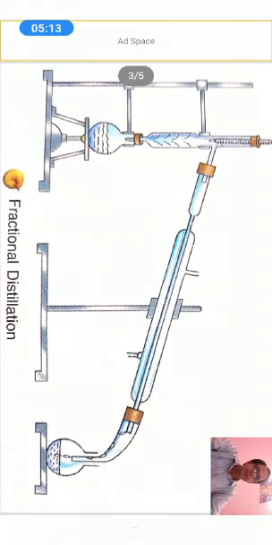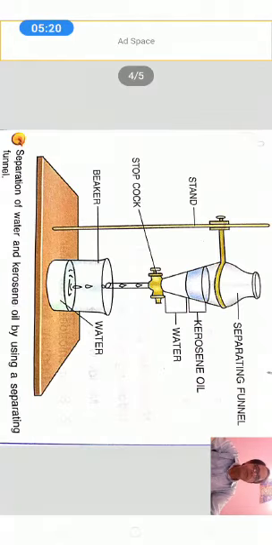For separating components of a heterogeneous liquid-liquid mixture, a separating funnel is used. This method is employed when a mixture consists of two liquids which are not miscible with each other. Example, a mixture of water and kerosene. Now let's know how kerosene oil is separated from water by using a separating funnel.